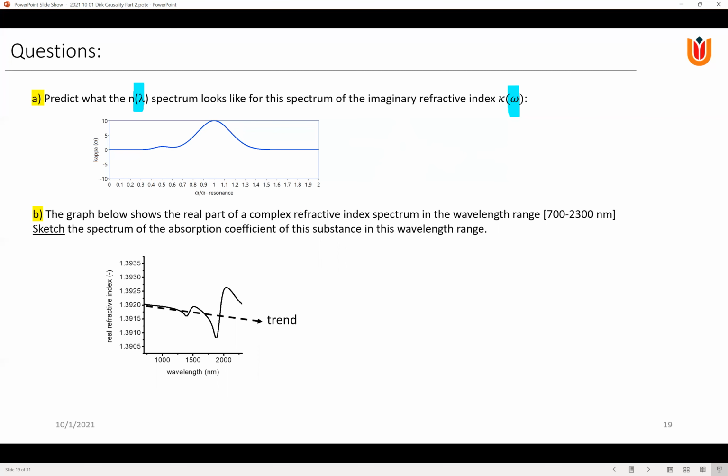If this is the real part of the refractive index, sketch how the absorption goes. I'm using the word sketch deliberately because I don't expect a quantitative answer. That is very difficult because of these integrations. But just looking at oscillations, the peaks, and the shape of the curves, can you estimate how it will look? You can also just yell stuff and write it on the board.